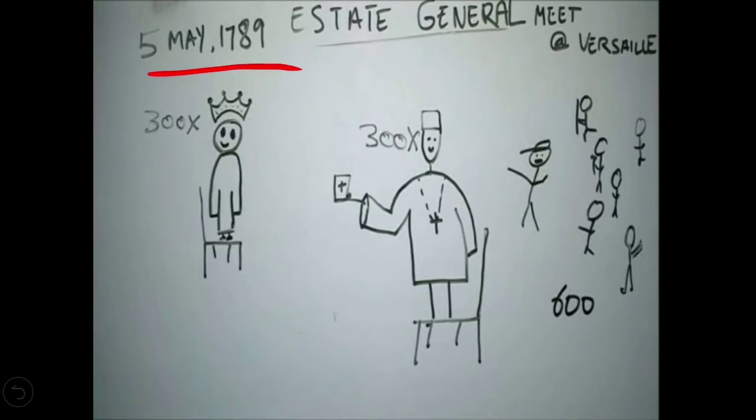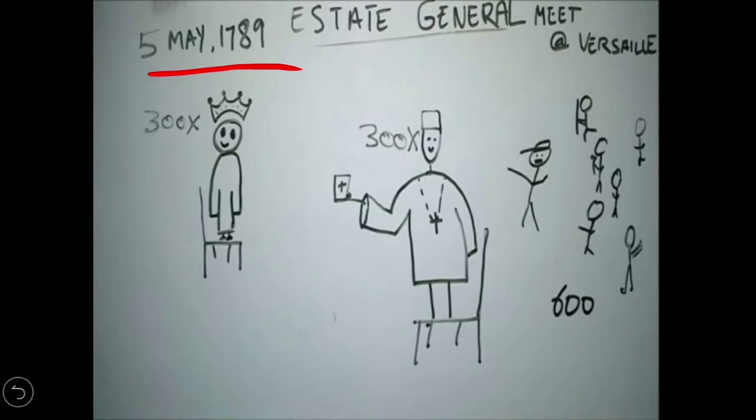So on 5th May 1789, he called together an assembly of the Estates General to pass proposals for new taxes. Children, one thing I forgot to tell you: King Louis did not have the power to impose taxes according to his own will. Rather, he had to call a meeting of the Estates General to pass proposals for new taxes.